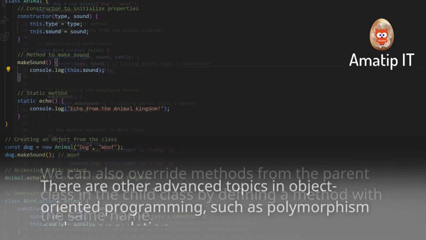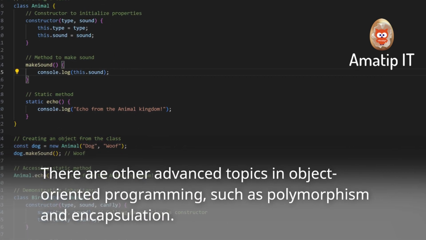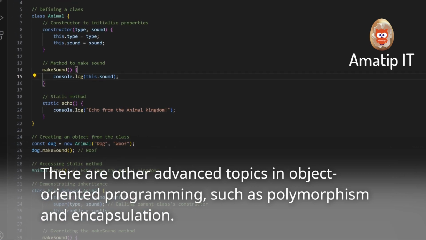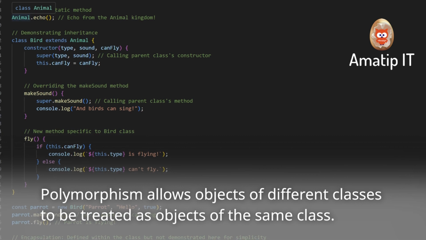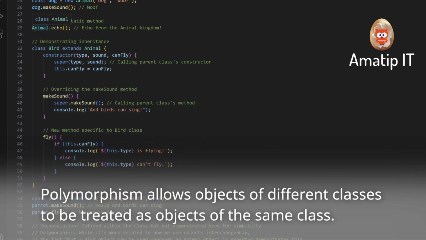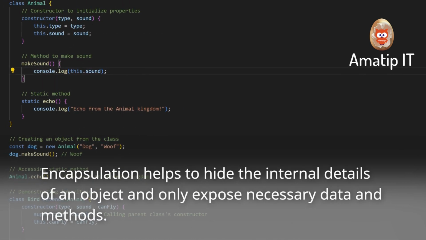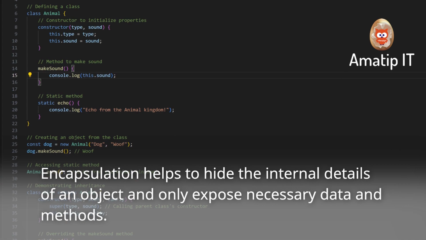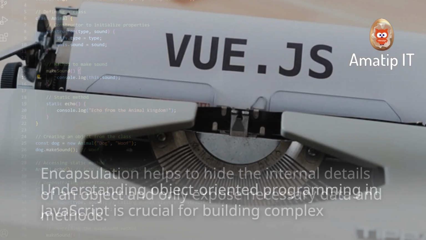There are other advanced topics in object-oriented programming, such as polymorphism and encapsulation. Polymorphism allows objects of different classes to be treated as objects of the same class. Encapsulation helps to hide the internal details of an object and only expose necessary data and methods.